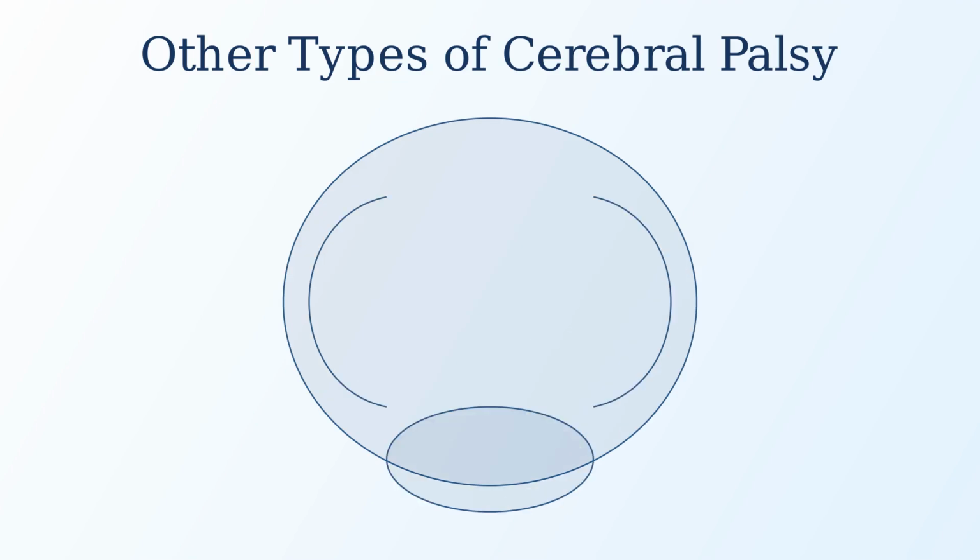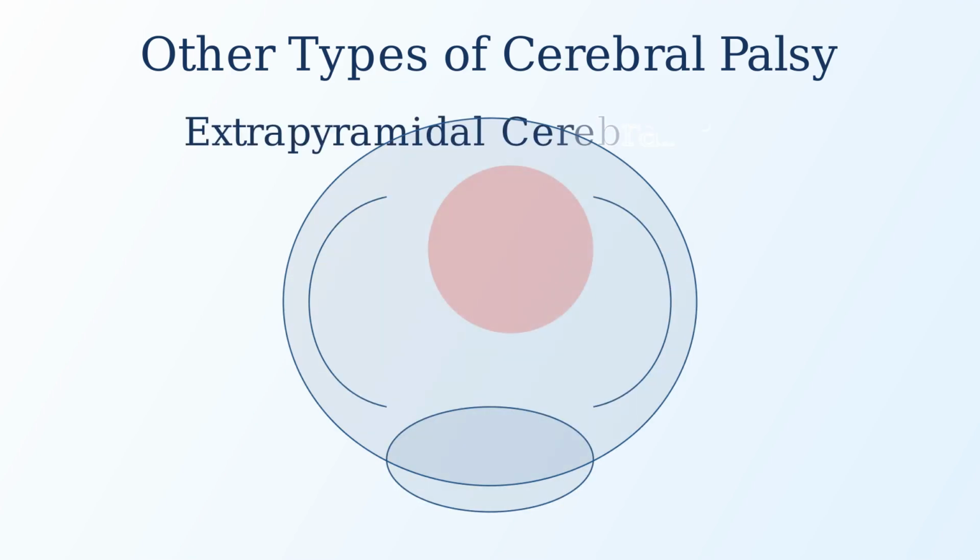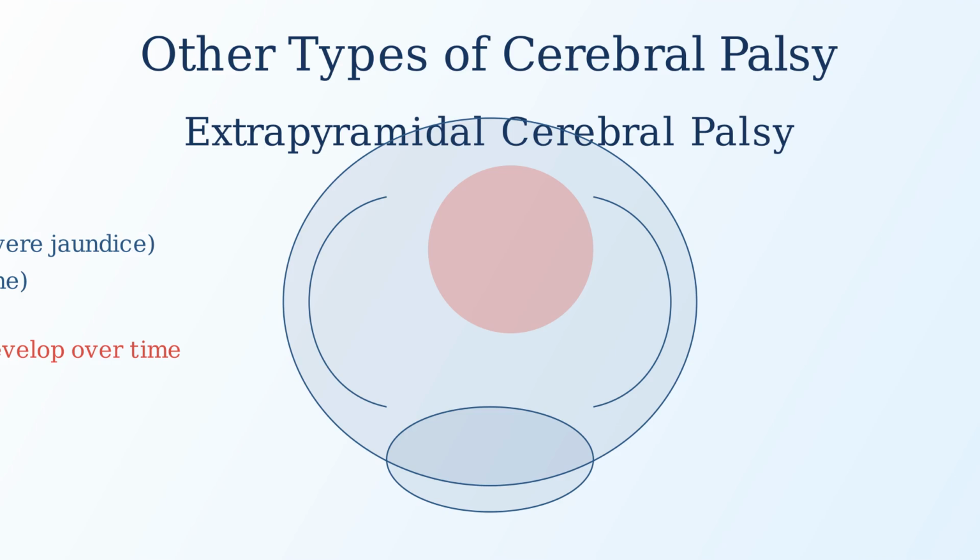Beyond spastic cerebral palsy, there are several other distinct types that affect different parts of the brain. Extrapyramidal cerebral palsy is relatively rare. This has become less common with improved prevention of kernicterus, a type of brain damage that occurs from severe jaundice. Infants with extrapyramidal cerebral palsy are characteristically hypotonic with poor head control. As they grow, they often develop involuntary movements.